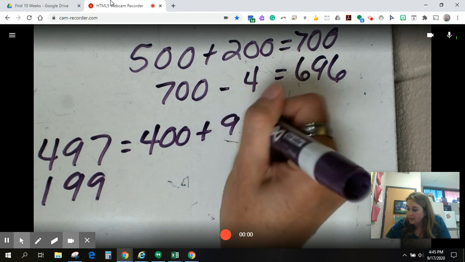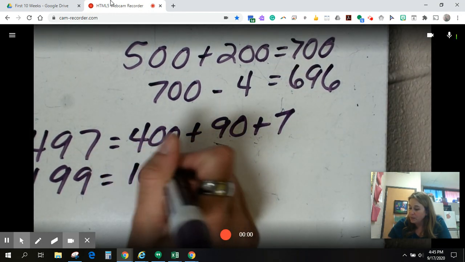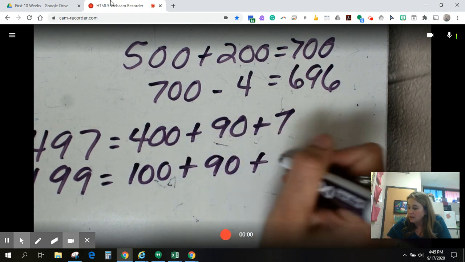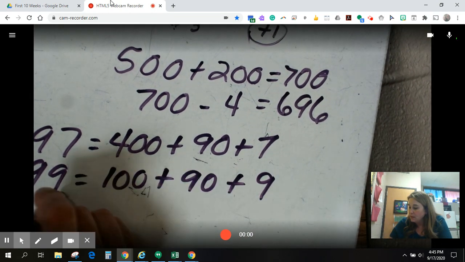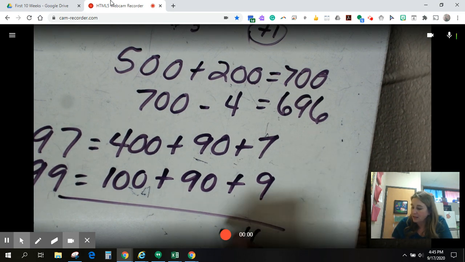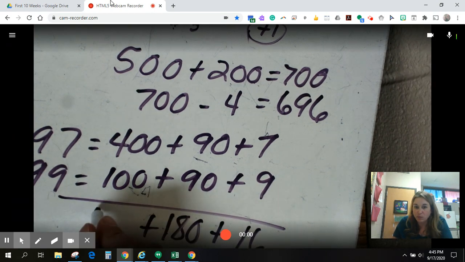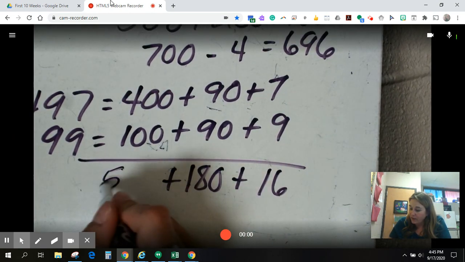Okay. Now on this one, 497 and 199, we could always do the expanded form. 400 plus 90 plus 7. It's always good practice to remember that. And then 100 plus 90 plus 9. Okay. So now here we go. We've got 9 and 7. We've got 16, 9 and 9, 18, 180, 400 plus 100, 500.